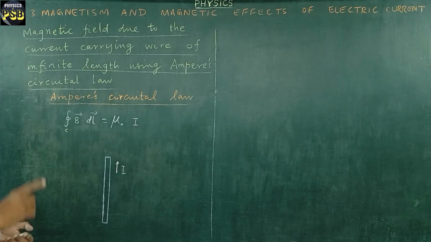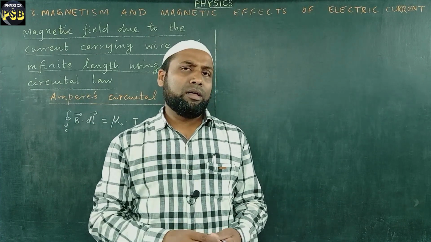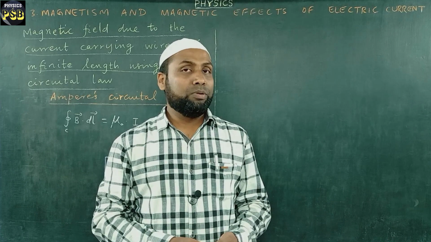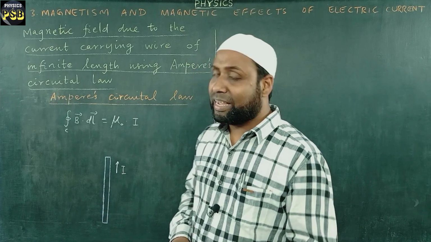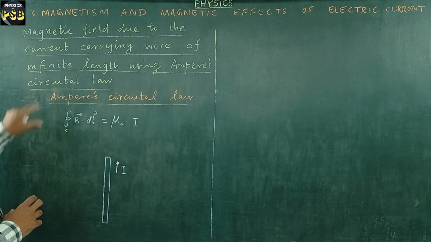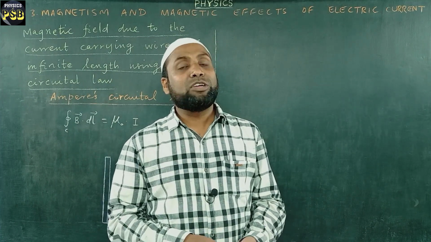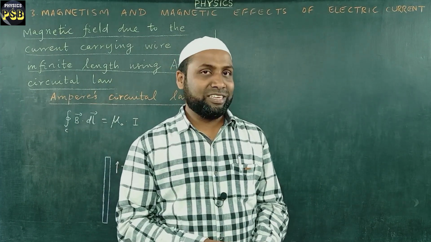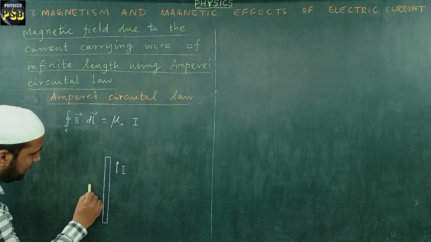Clear? Now, whenever we apply Ampere's circuital law, we take an Ampere loop. We take a closed loop within which we place the current carrying conductor. We call that loop the Ampere loop. In that way, Ampere's circuital law appears similar to Gauss's law in electrostatics. In Gauss's law, we use the Gaussian surface. Here, we use the Ampere loop, within which we take the current carrying conductor.